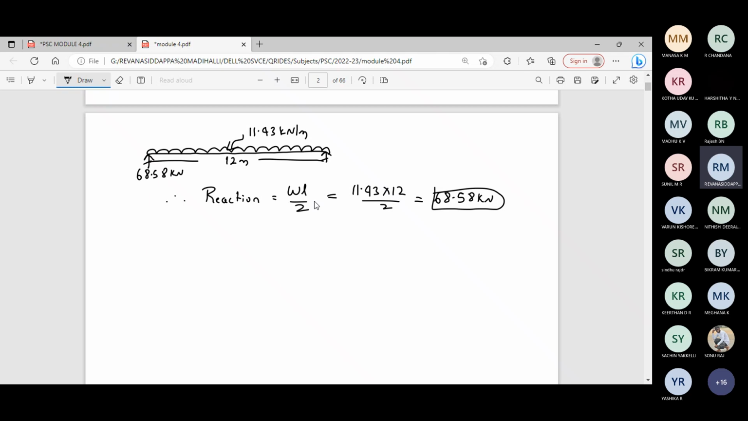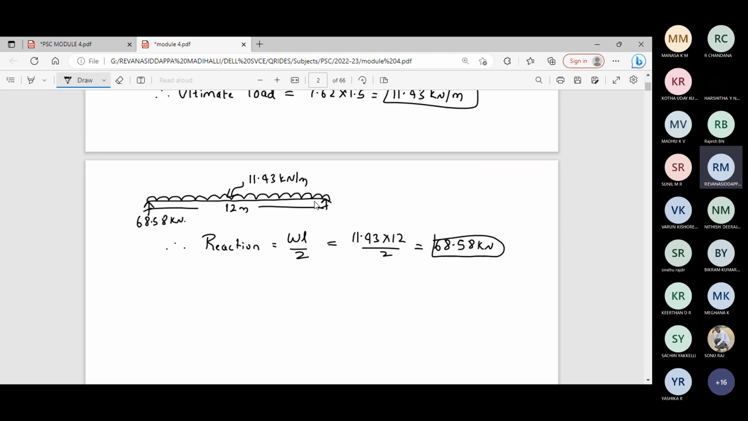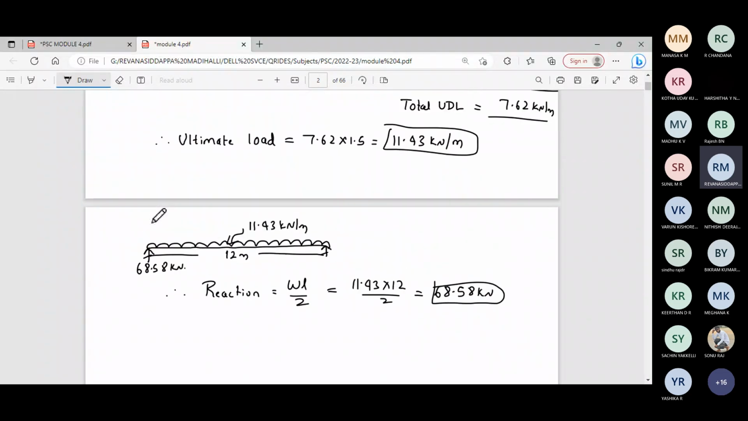68.58 kilonewton. At the beginning I told we have to consider the effect of pre-stressing force also while doing the calculations. If only load is acting on the beam, the shear force at the support is 68.58 kilonewton. But there is not only the effect of dead load and live load, there is effect of pre-stressing force also. So we have to find the vertical component of pre-stressing force at the support also.